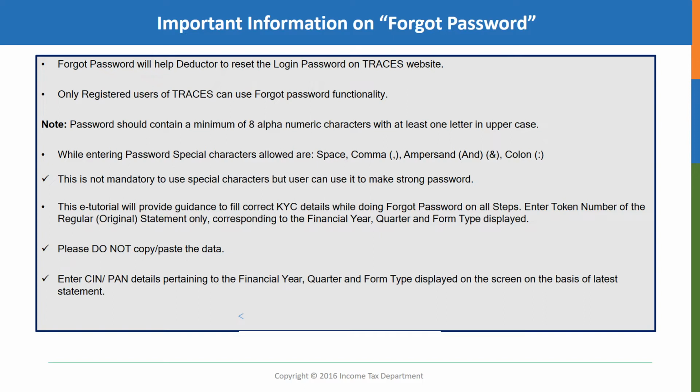Now again, moving forward, the system will ask you for the challan details or the PAN amount combination pertaining to the latest statement. And for that, you will have to give the details in the correction statement and not in the original statement. So if you have filed a correction statement after the original statement, then you will have to give the details corresponding to the correction statement, and if you have not filed any correction statement, then you will have to give the challan details and the PAN amount combination in the original statement.